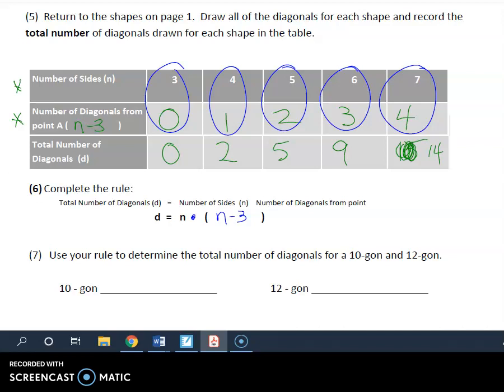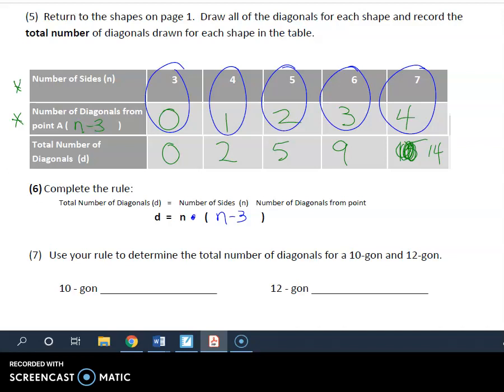That one does work. But 4 times 1 is not 2. 5 times 2 is not 5. And 6 times 3 is not 9. And 7 times 4 obviously is not 14. So there still is something else that needs to be done to the formula to be able to complete the rule.